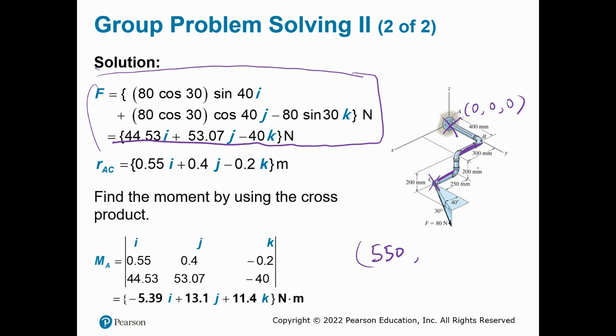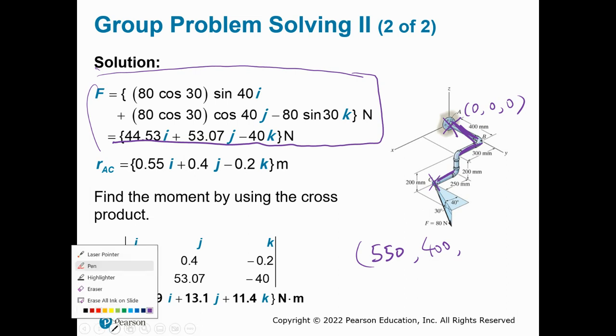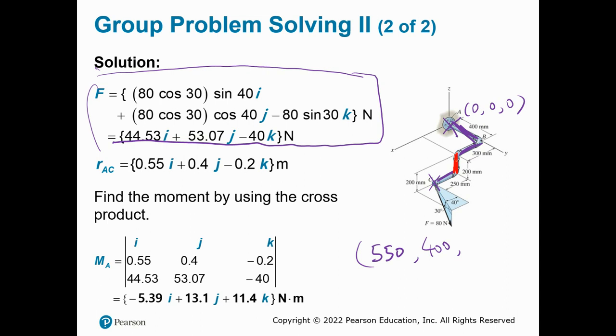Notice that over here they put 0.55. That's because the unit here, 550, is in millimeters, so we convert it into 0.55 meters. The Y component is going to be this portion, which is 400, and when we convert it to meters, it becomes 0.4. And then the Z component, since it's going down, we have this portion, which will be negative 200. It's coming down, and over here it's negative 0.2, converted into meters.